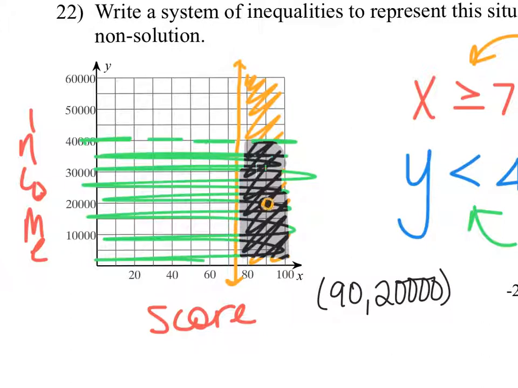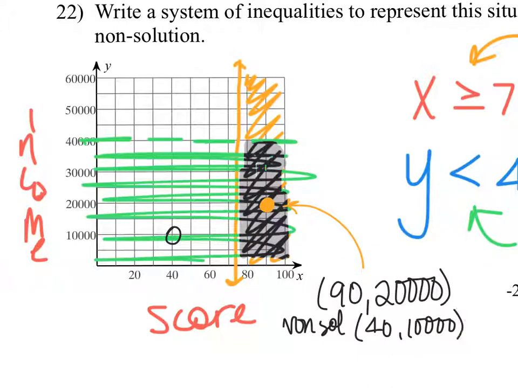That's this orange point that I've made right here. A non-solution is obviously anything not in that double shaded region. So for my non-solution, I could really pick anything. I'm going to pick this 40 and 10,000. That would be a non-solution.